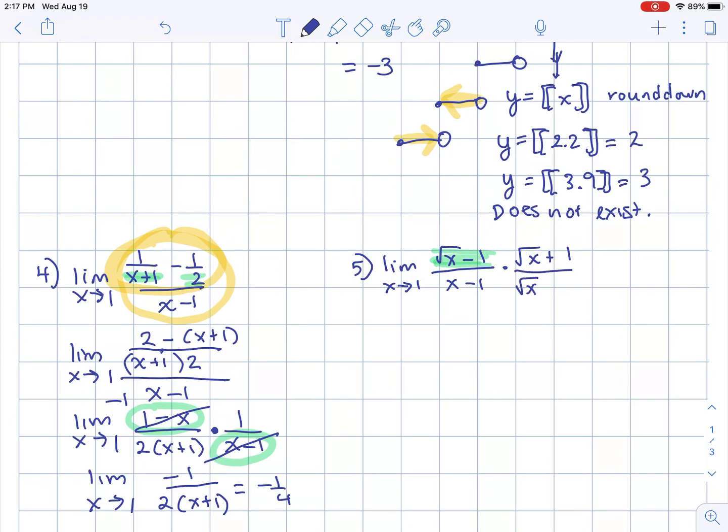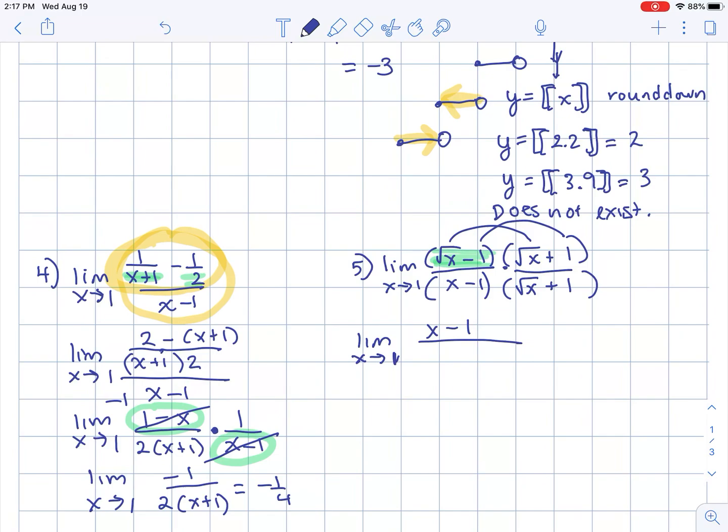In order for us not to change the overall value of the original function, we're going to multiply top and bottom by that same conjugate value. And now what we do is we distribute top and bottom. So let's say we do the top first. Remember that when we multiply by the conjugate, the nice thing that happens is that the middle terms cancel out. So we end up with radical x times radical x is just x. Negative 1 times positive 1 is minus 1. Then we have our limit expression at the front.